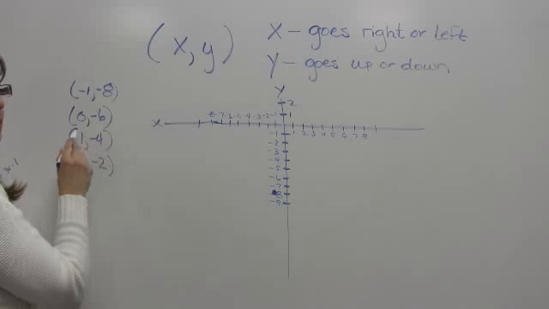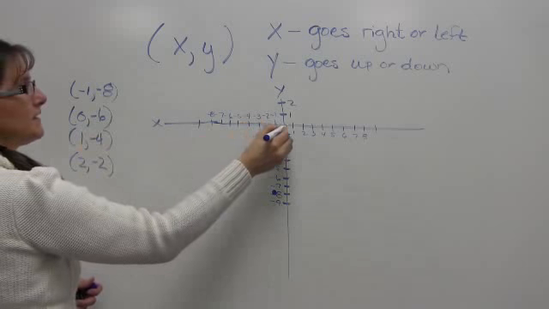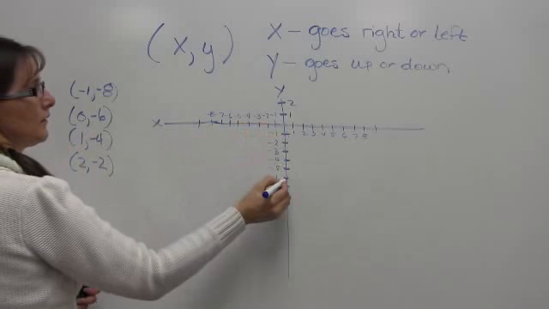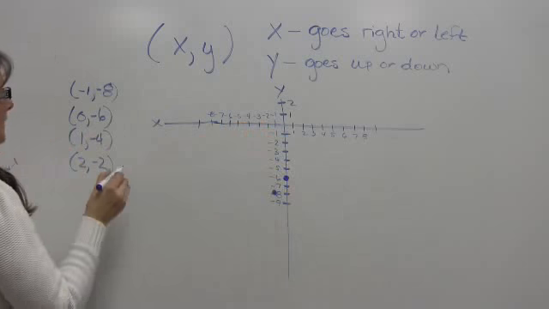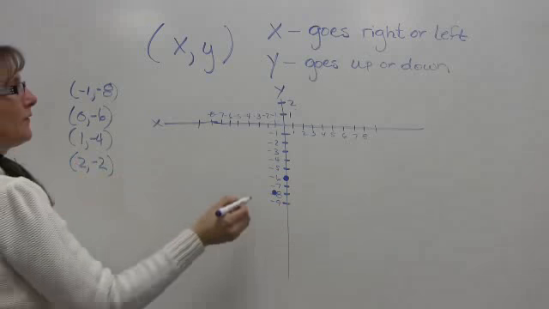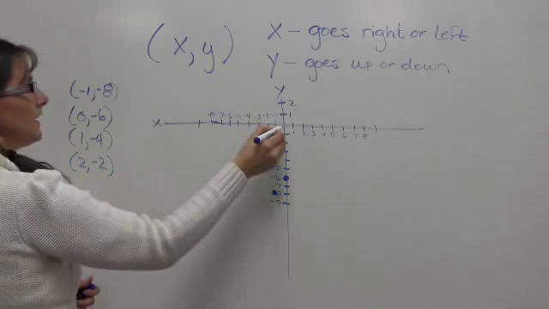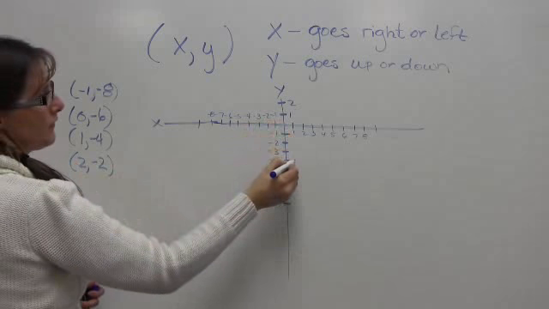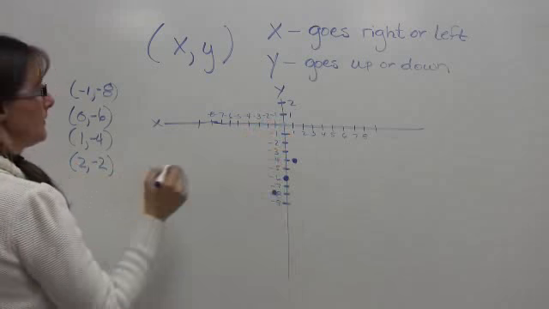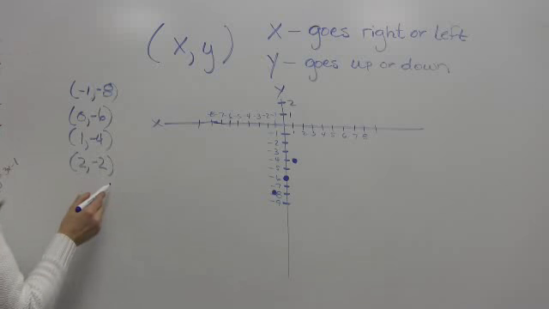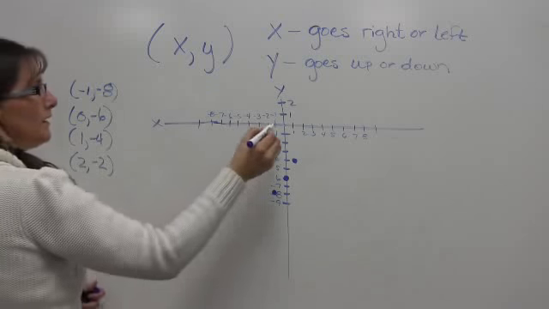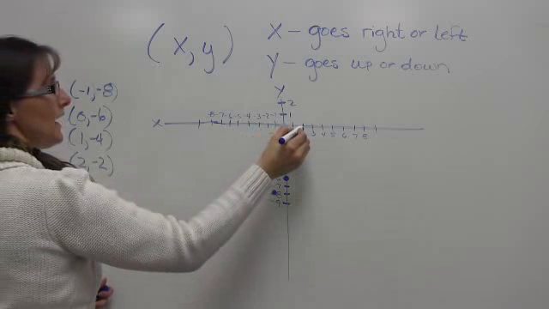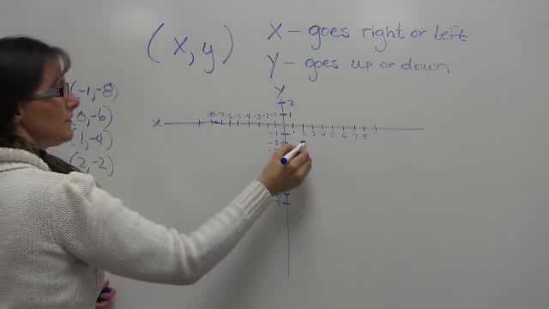Okay, going back to the origin, we're going to do (0, -6). 0 says stay right there. The -6 says go down 6. Okay, the next ordered pair is (1, -4). Back to the origin. It's a positive 1, so I'm going to go right 1 and down 4 because it's a -4. And then my final ordered pair is (2, -2). Back to the origin. It's a positive 2, so right 2 and down 2 because it's a -2.